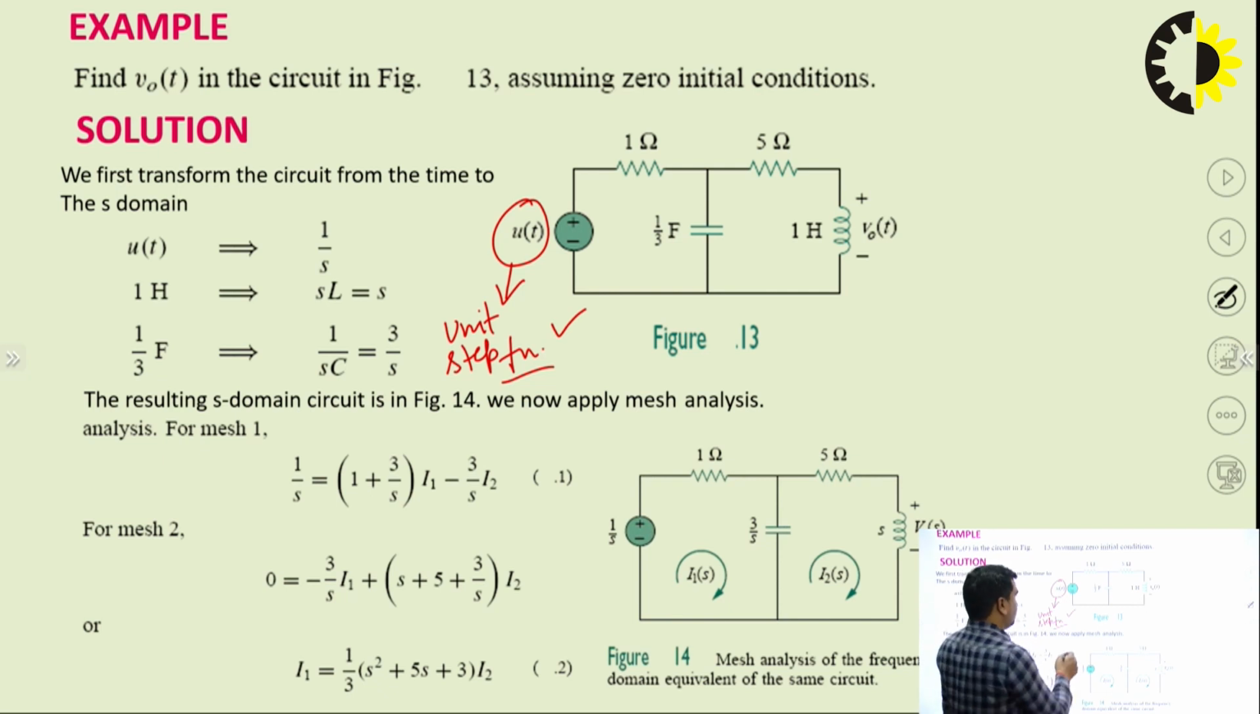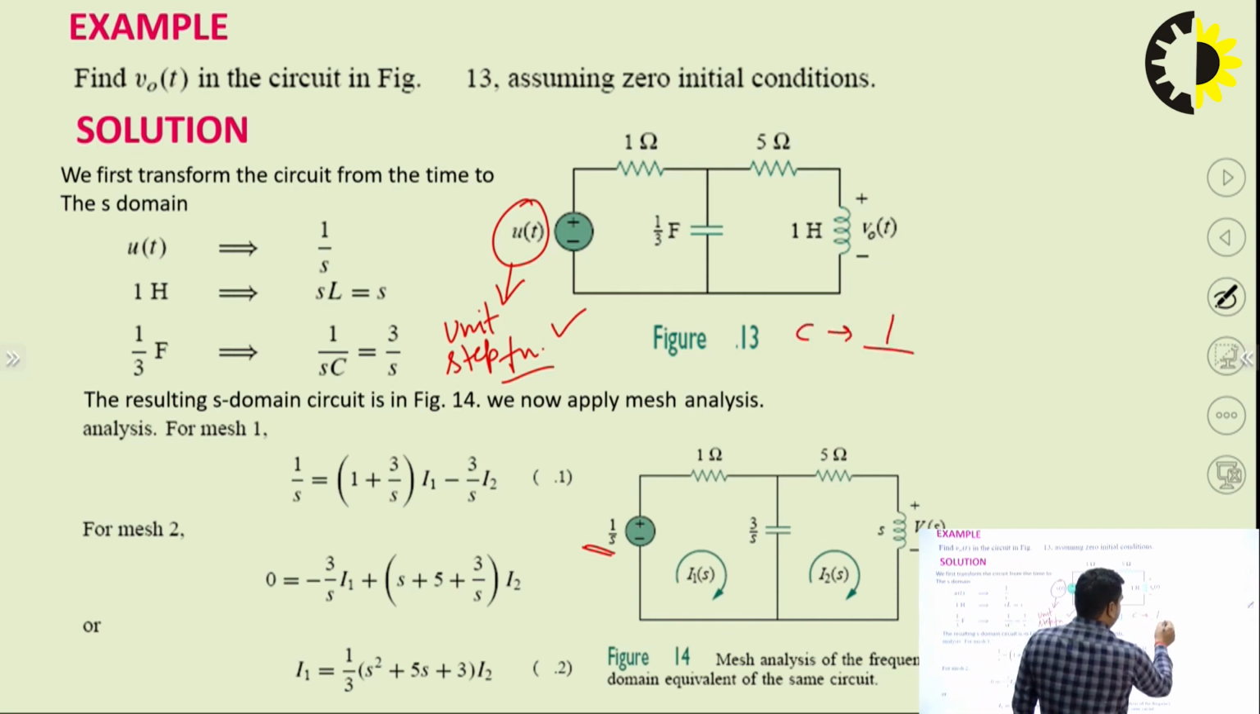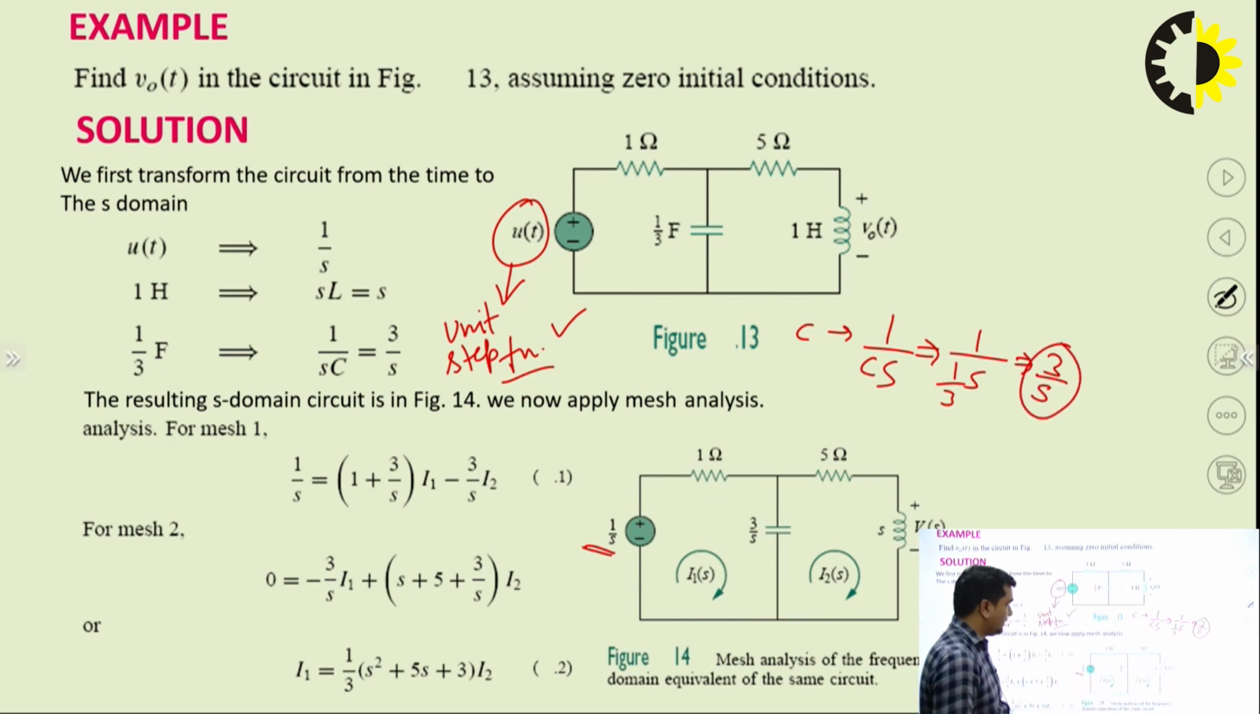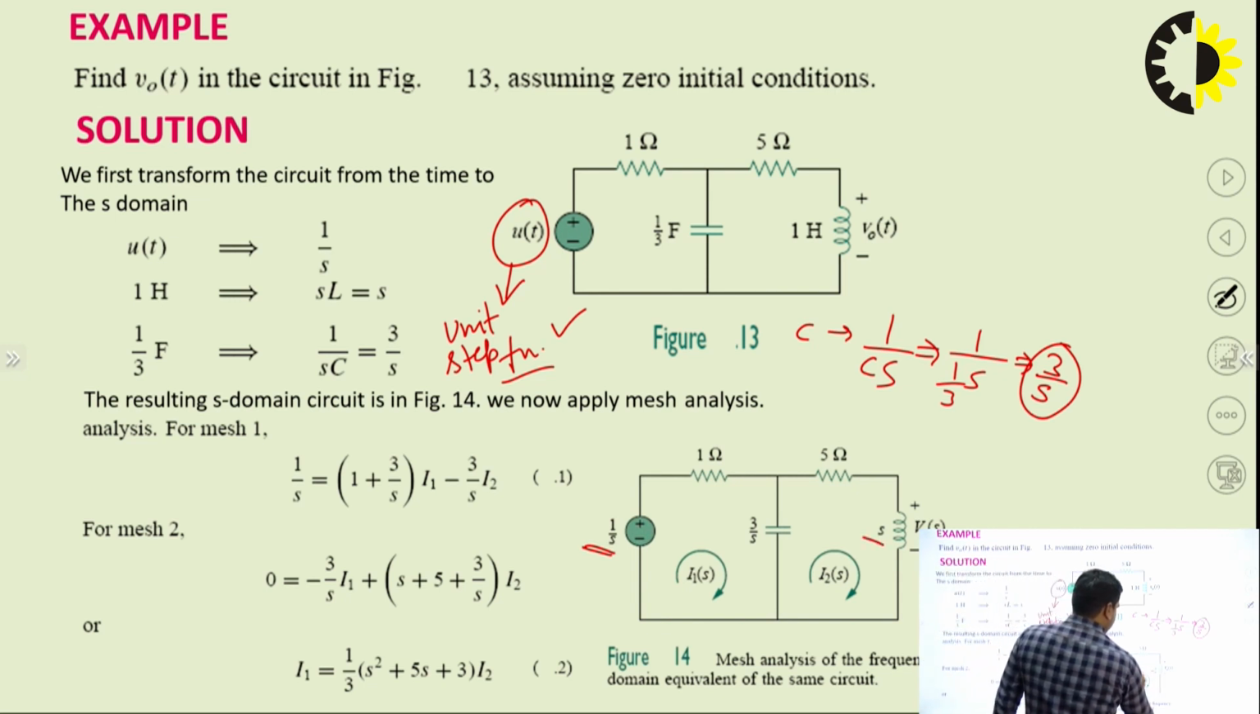Here it is 1/3 F, 5 ohm, and 1 Henry. By transformation, the voltage source u(t) becomes 1/s. The resistance is the same. And what about the capacitance? C is replaced by 1/(Cs), so it becomes 1/(3s), which is 3/s. And here it is s times L, the value of L is 1, that becomes s.